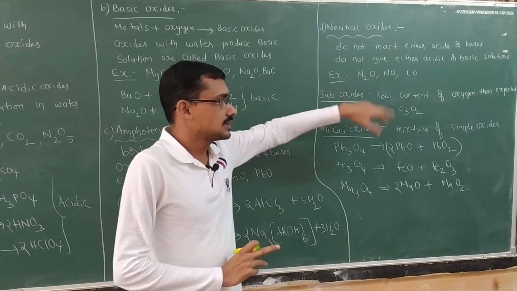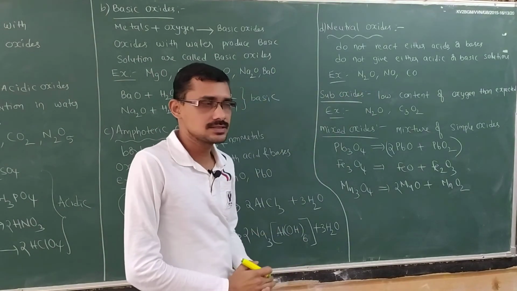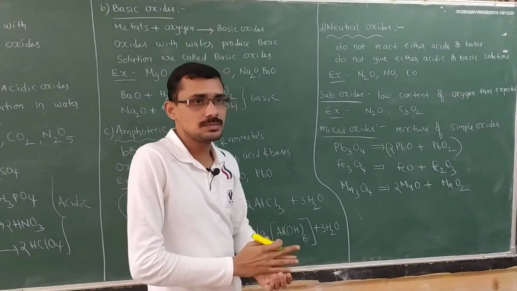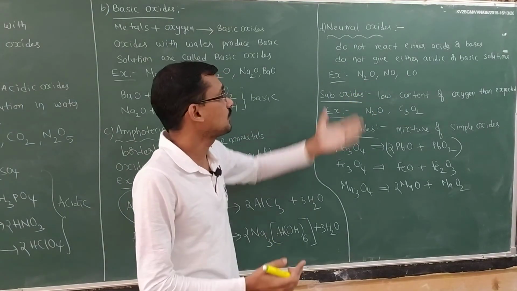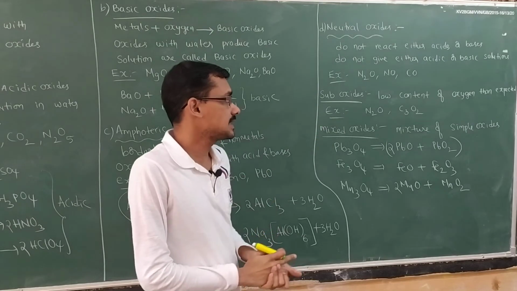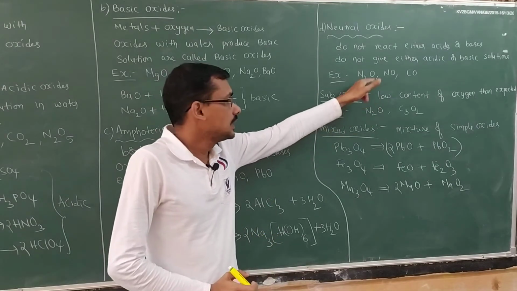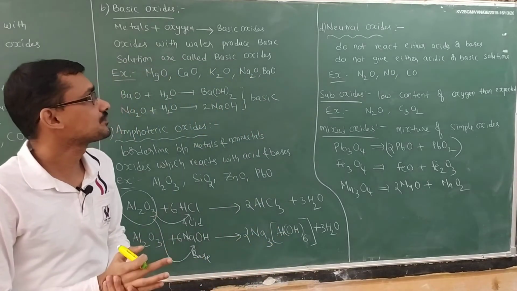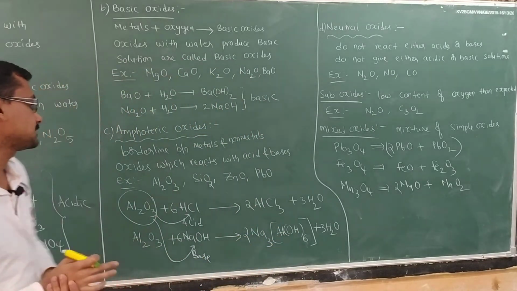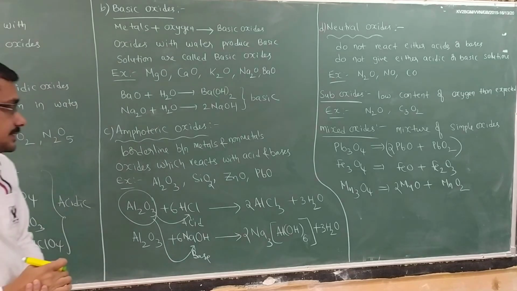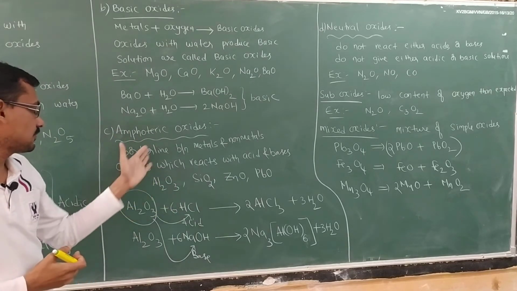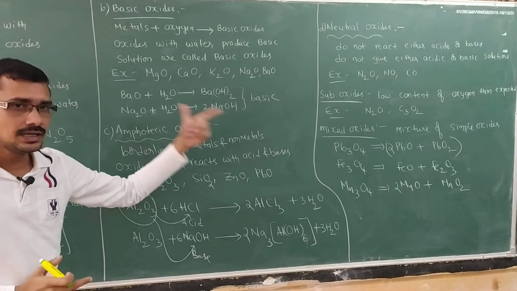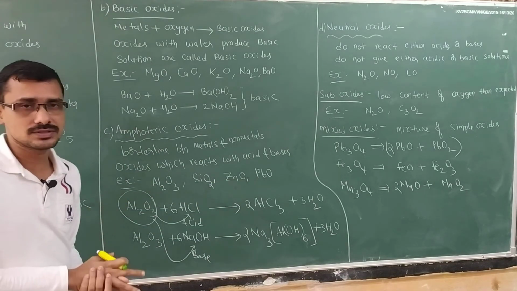This neutral oxide does not react with acid, does not react with base. This neutral oxide N2O or NO does not give acidic solution or basic solution in water. So they are called what here? Neutral oxides. Best examples: nitrous oxide, laughing gas, nitric oxide, carbon monoxide. They come under neutral oxide actually. I had forgotten the examples of amphoteric oxide: Al2O3, SiO2, zinc oxide and lead oxide, they come under amphoteric oxide.